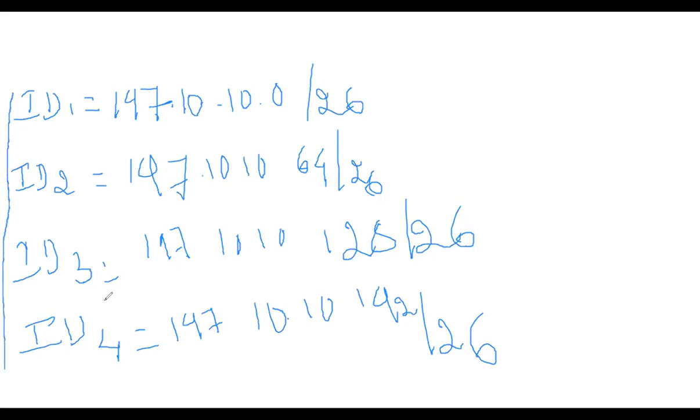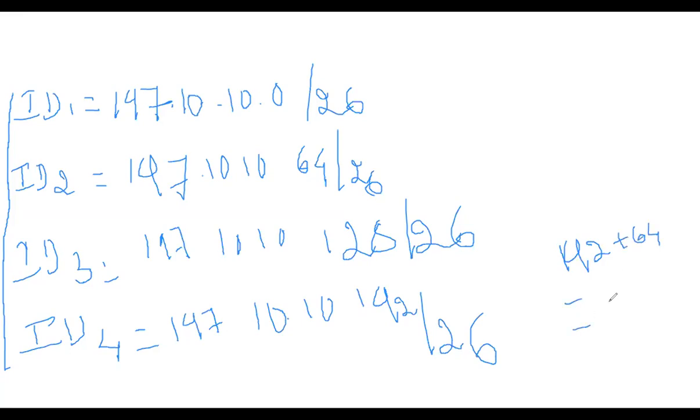How many IDs did we receive while doing the subnetting? 4 IDs. The first ID is 197.10.10.0/26. ID2 is 197.10.10.64, that is your second ID. The third ID is 197.10.10.128/26. And ID4 is 197.10.10.192/26.